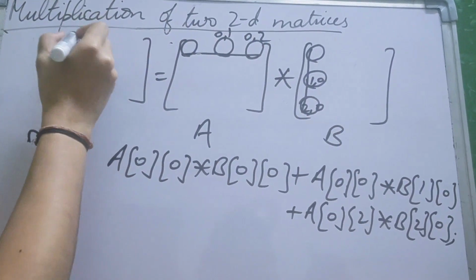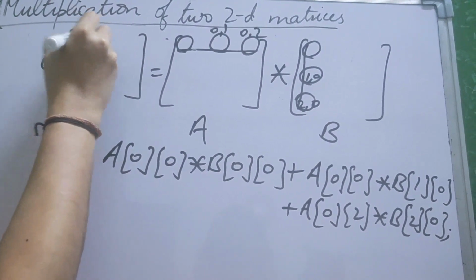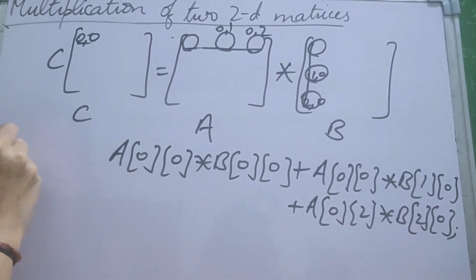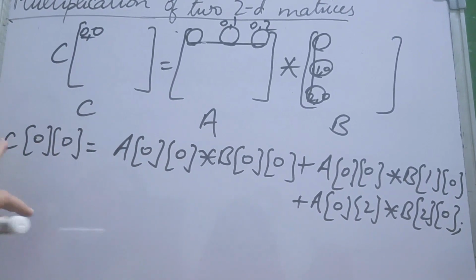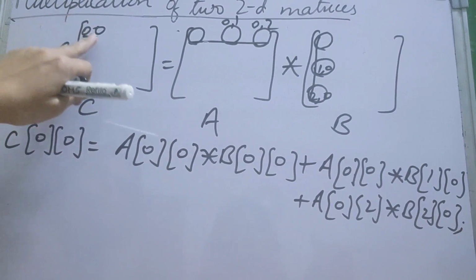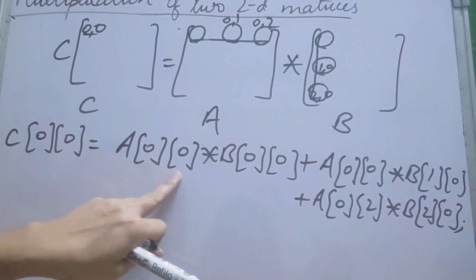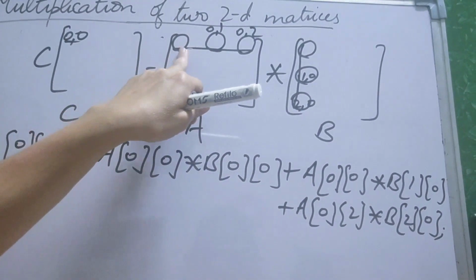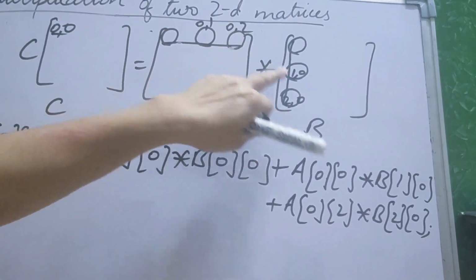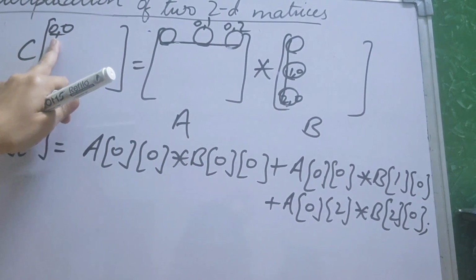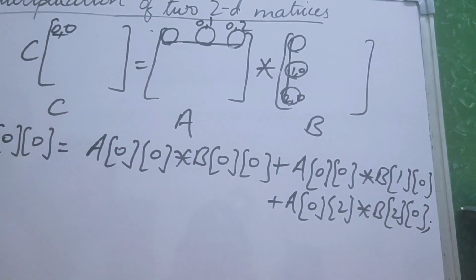This is at which location? C 0th location. It is C 0 0. C 0 0, what is this? C 0 0 index value will be the result of A 0 0 multiplied by B 0 0. This one multiplied by this one, plus this one, plus this one will be the result at C 0 0th index.